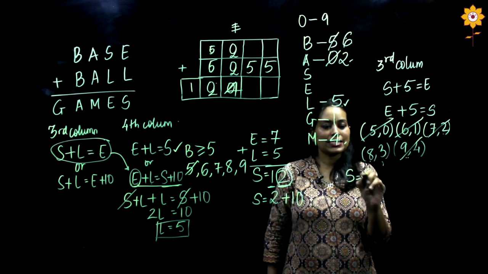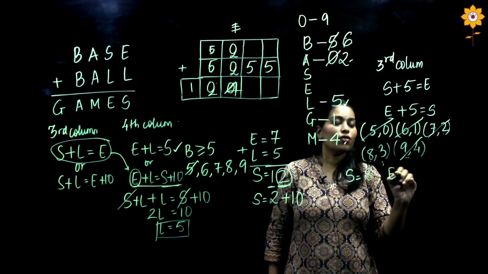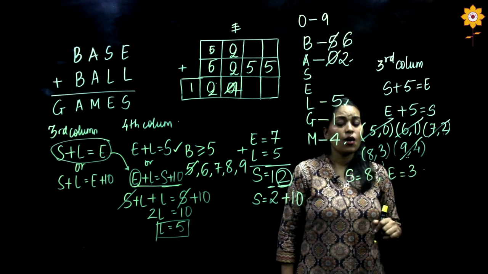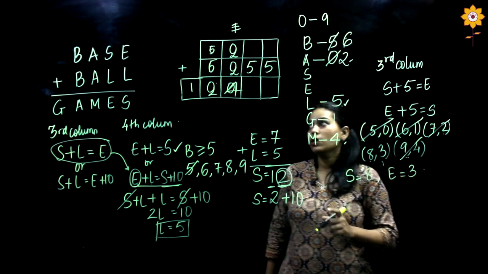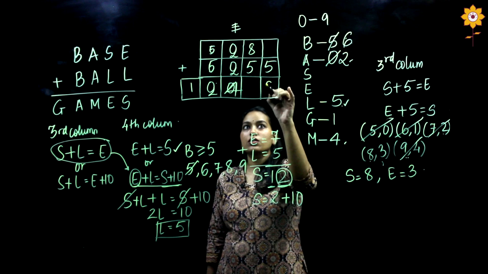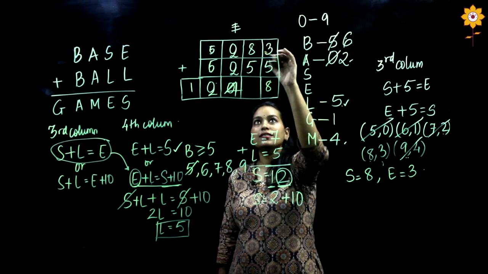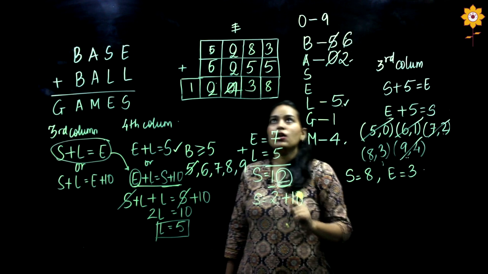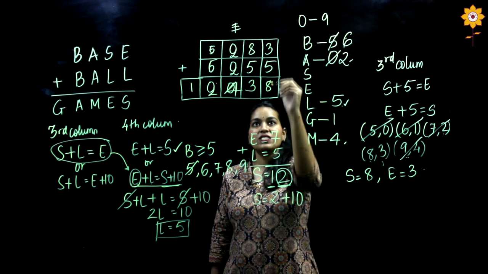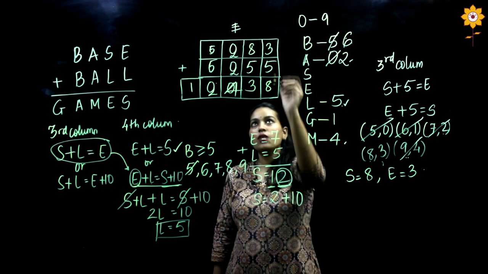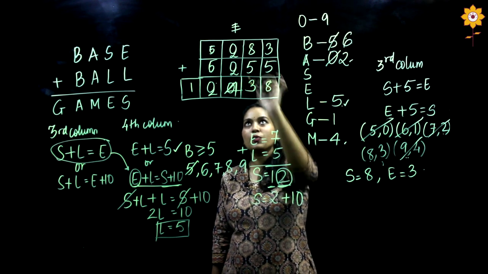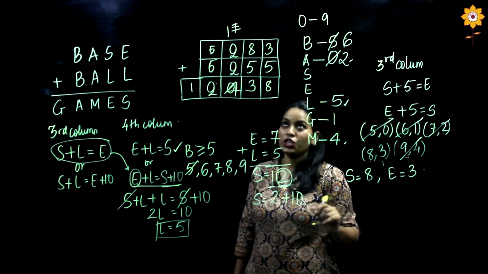Let's assume S as 8 and let's keep the value of E as 3. Let's try to solve the equation with these values and see if it is working for us or not. So let's put the value of S as 8. This is also S, which is 8. E is 3 and we will have 3 over here. Now let's see if it is fitting correctly. So 3 plus 5 is resulting into 8, which is correct. Now here 8 plus 5 is 13. So 3 over here is the units place, and 1 is the carry that is being generated.